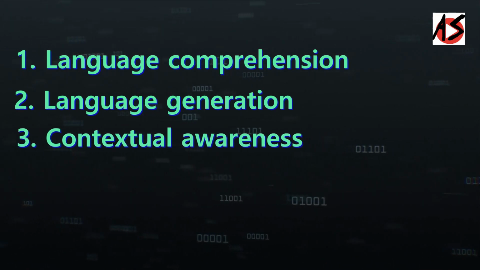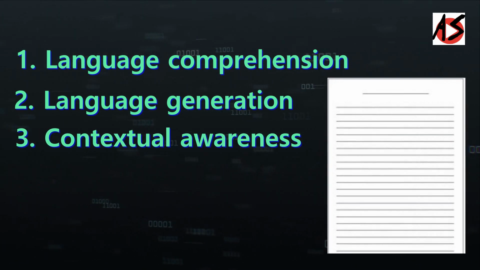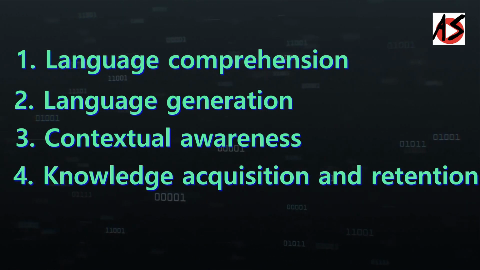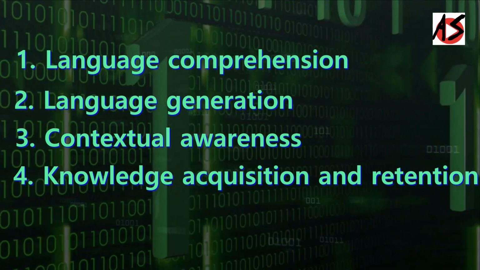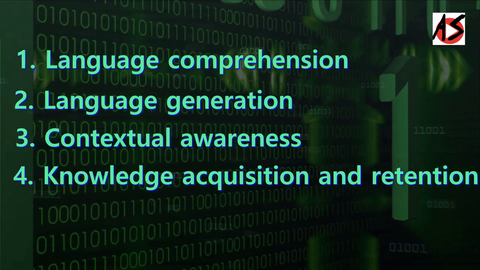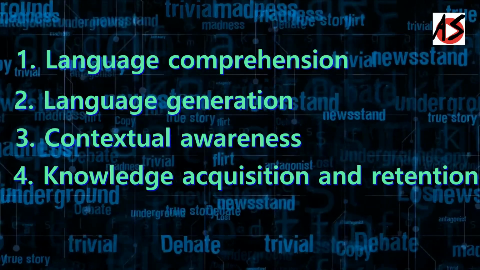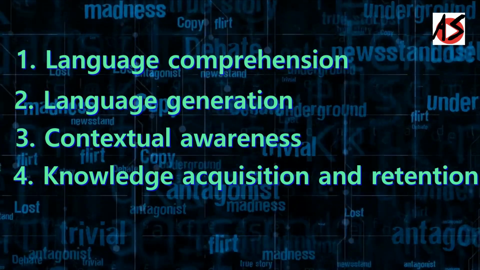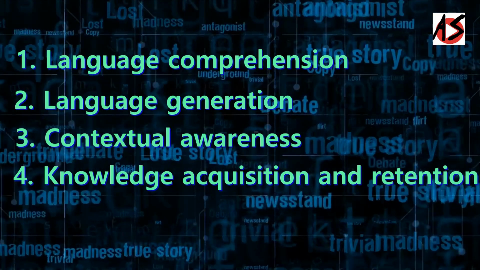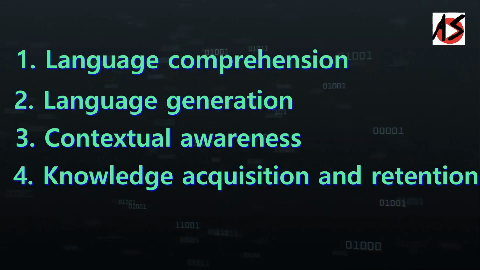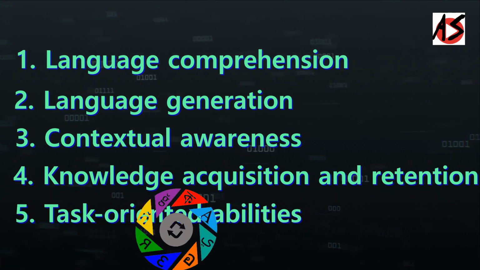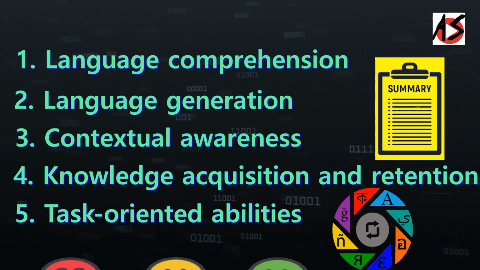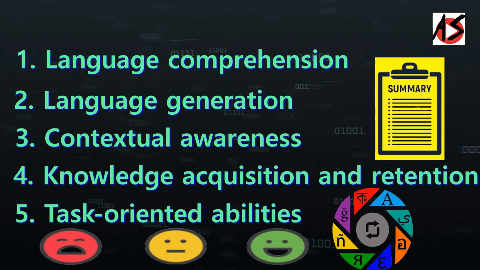Contextual awareness. It means ChatGPT uses previous parts of the conversation. Knowledge acquisition and retention: ChatGPT has been trained on a large corpus of text data, which it can use to answer questions and generate text. It can also retain information from previous conversations and use it to inform future responses. Task-oriented abilities such as language translation, summarization, sentiment analysis, and others.